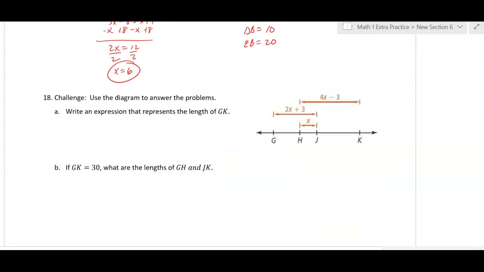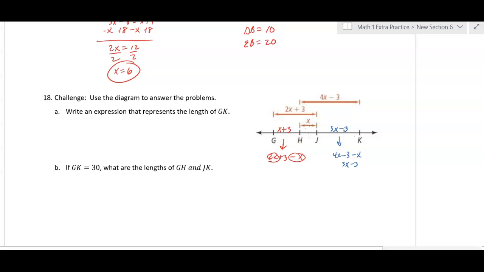And the last challenge problem here. Write an expression for the length of GK. Well, what you have to understand is these two overlap here. So I know to find GH, I'm going to do 2x plus 3. I'm going to subtract that x, and if I simplify that, 2x minus x gives me x plus 3. Now 4x minus 3, which is HK, overlaps at HJ. So to find this segment, you would do 4x minus 3, and then you're going to subtract that x, which is going to give you 3x minus 3.